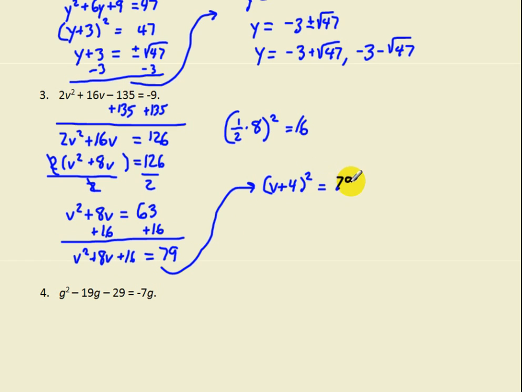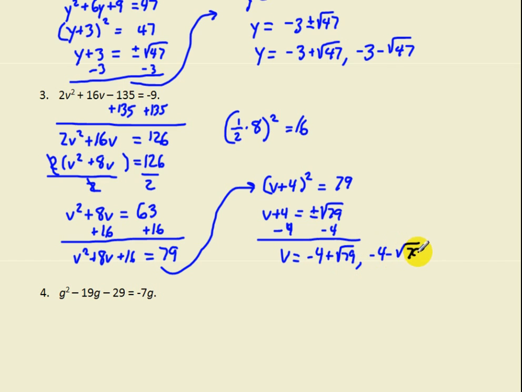is equal to 79. Take the square root of each side, so we get v plus 4 equals plus or minus the square root of 79, and then subtract 4 from each side. That's a 4, not a 9. And so we get v equals, and I'm going to go ahead and put the negative 4 in front, and then we have plus the square root of 79, or negative 4 minus the square root of 79. And again, 79 is not a perfect square, so we just leave it like that.